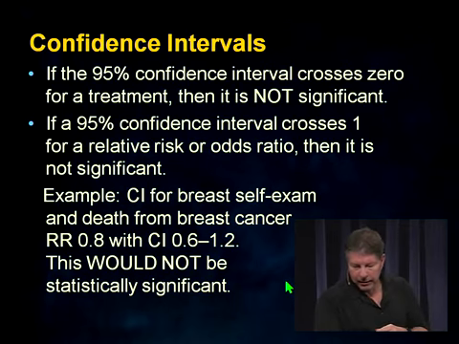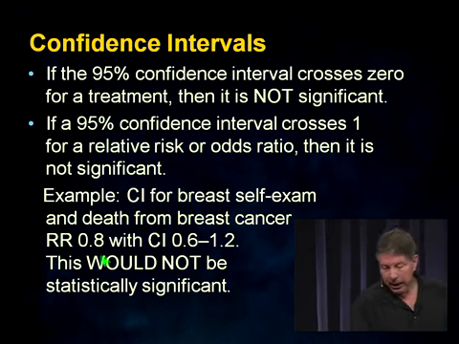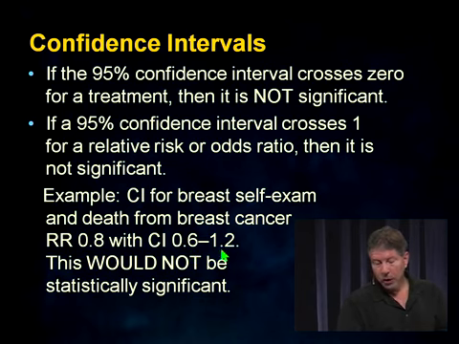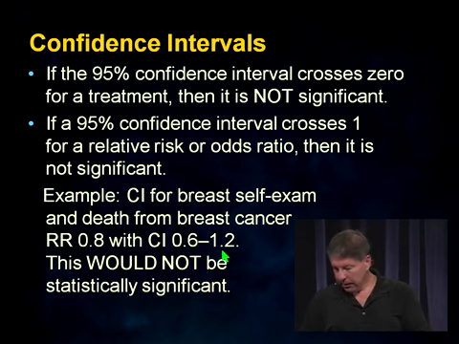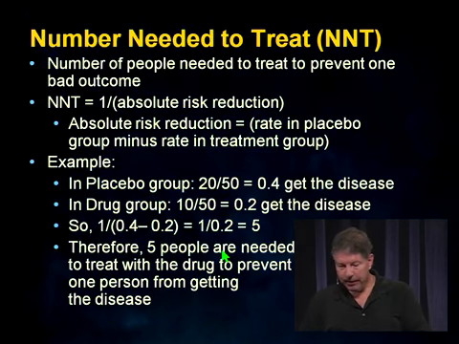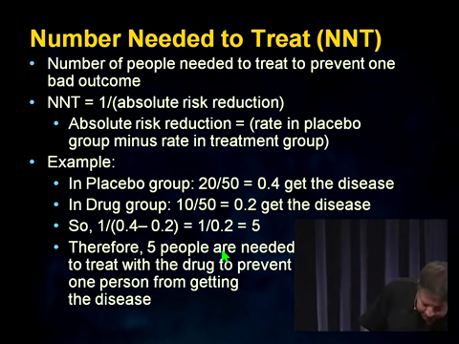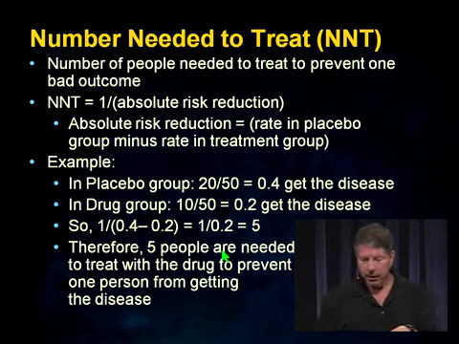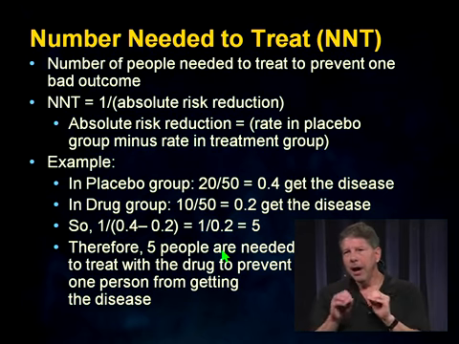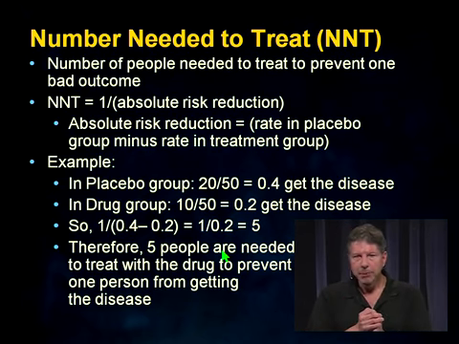So as we said, this clinical breast self-exam and reduced death from breast cancer. The relative risk is 0.8, which sounds good, but the confidence interval goes from 0.6 to 1.2. That crosses over 1, so it's not statistically significant. Good? Okay. Number needed to treat. Okay. This is the number of people needed to treat to prevent one bad outcome. Okay. So you're going to see this a lot. You see this a lot in the literature, especially in evidence-based medicine, because it's very helpful to figure out, is it really worth doing something or not?